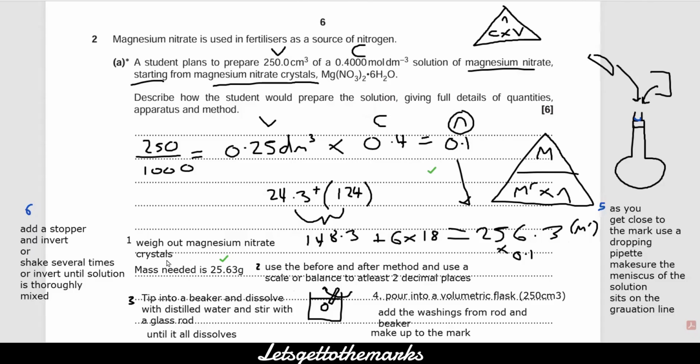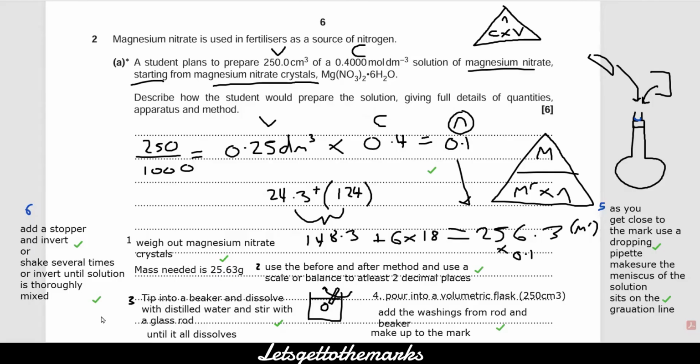Then I've said to weigh out the crystals, use the before and after method, then a balance to 2DP. I've tipped in my solid into the beaker with distilled water. I've stirred it with a glass rod until it all dissolves. I've then added it to the volumetric flask, added my washings and made up to the mark. As you get close to the mark, use a dropping pipette. Make sure the meniscus of the solution sits on the line. Add a stopper and invert, shake to mix thoroughly. That would definitely get you all the marks.